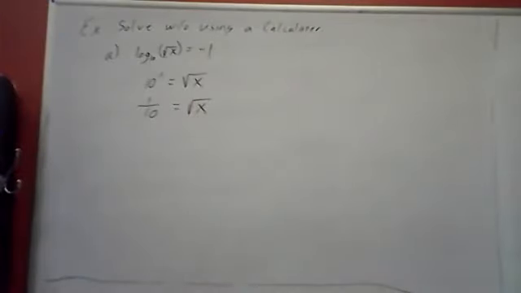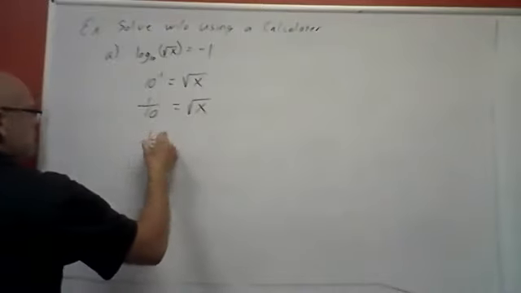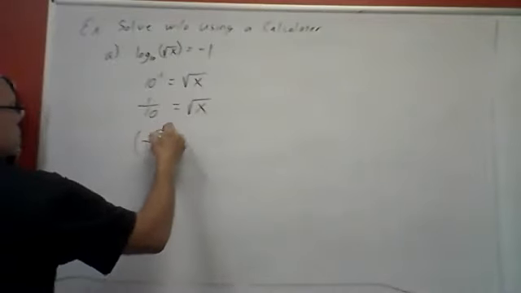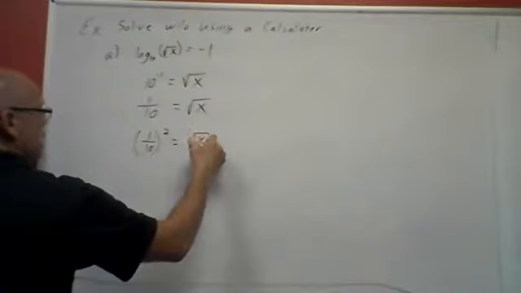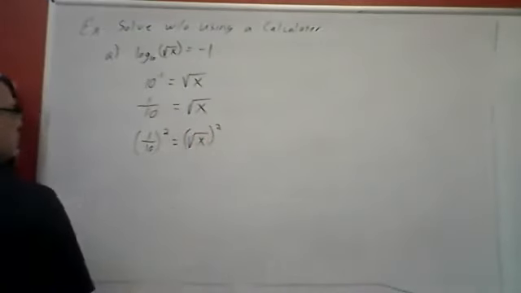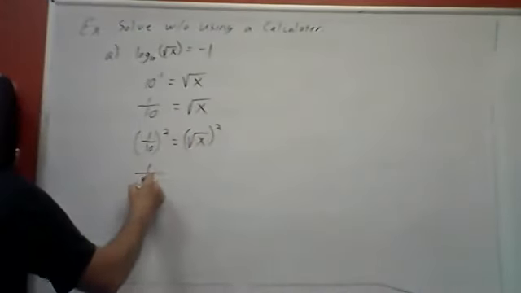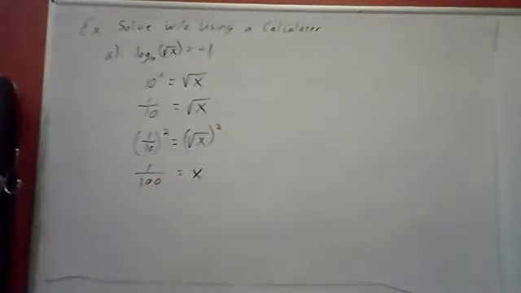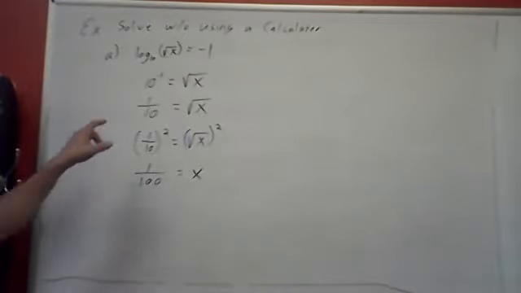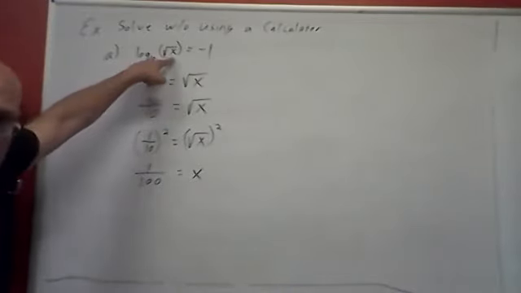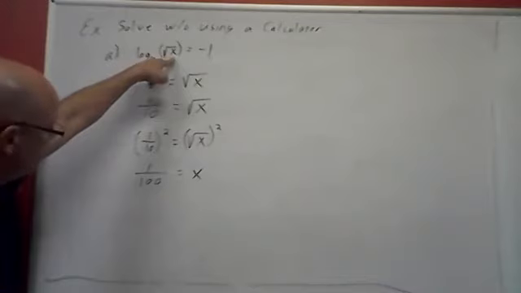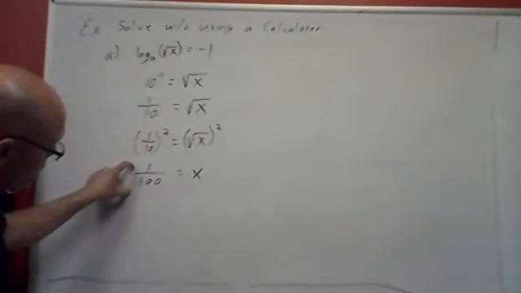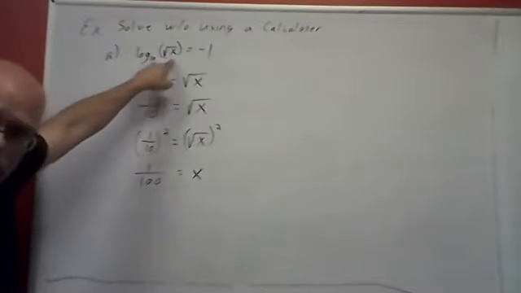And how do you undo that square root? Square both sides. So 1/10 squared is equal to the square root of X squared. Square your top, square your bottom, you get 1/100 is equal to X, right? Now, whenever you're dealing with solving where you have an X in the argument of a logarithm, check to make sure this is okay. Can I put 1/100 in here?